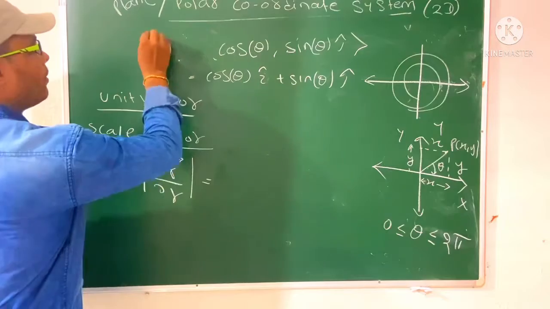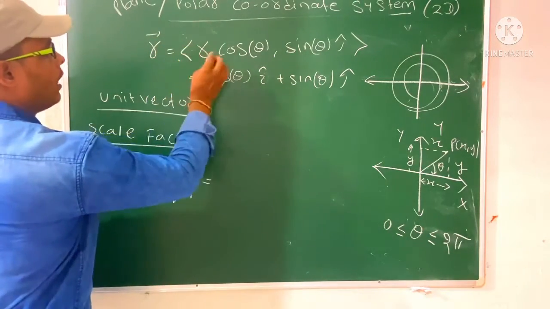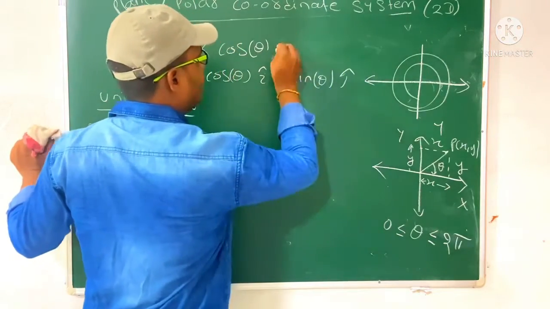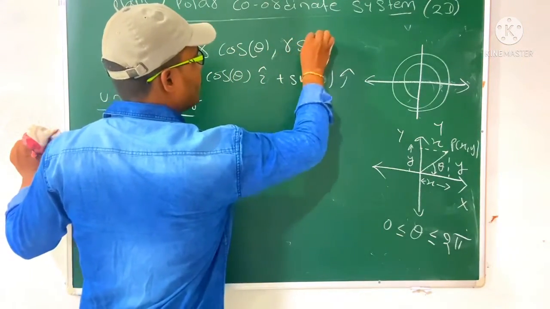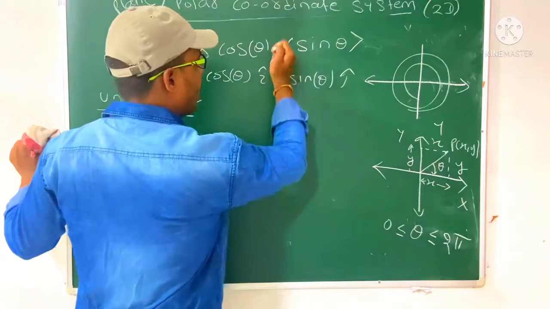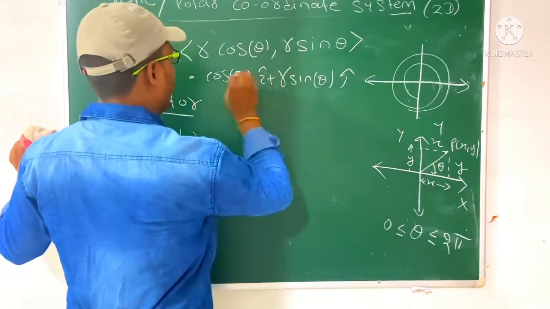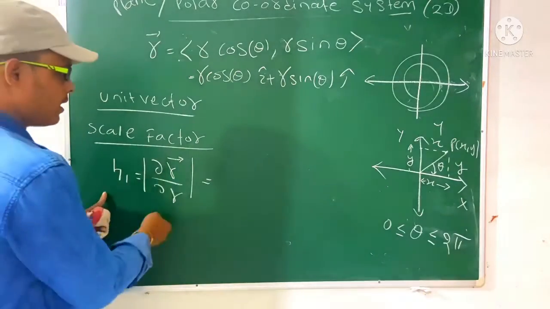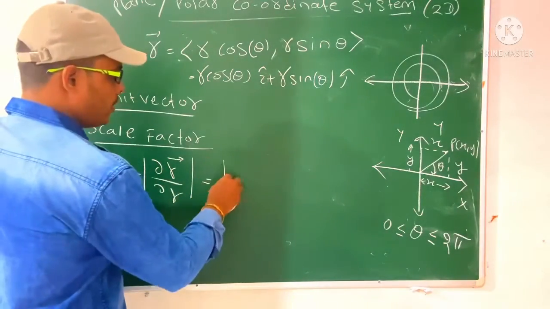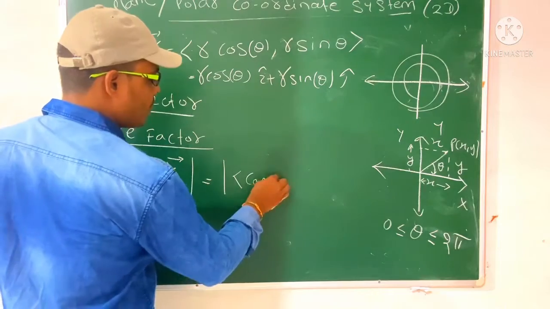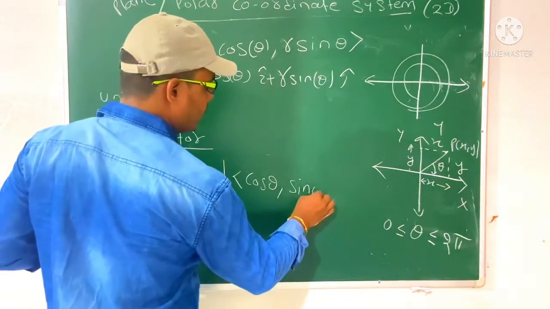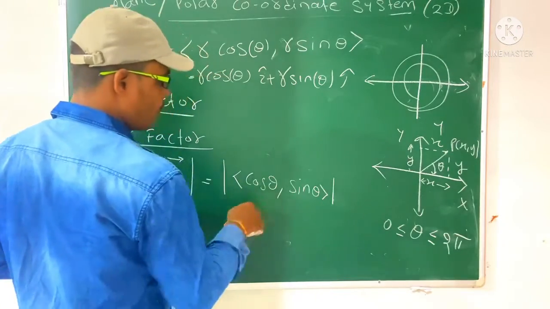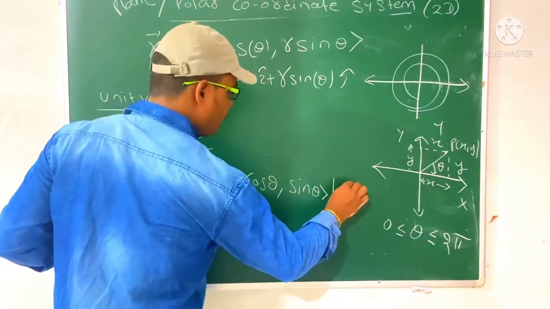Your r vector is equal to r cos theta i cap plus r sin theta j cap. That means one r will be there and one r will be there. So this is the position. You take the partial derivative and you will obtain cos theta comma sin theta. And if you find the magnitude, that will give you 1.